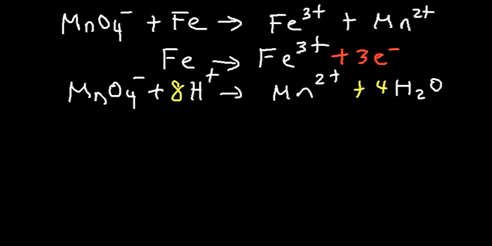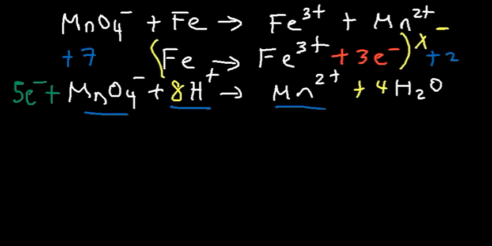So next we got to balance the number of electrons. Here we have a total charge of 8 plus -1, which is +7. And here the total charge is +2. 7 minus 2 is 5, so we're going to add 5 electrons to the side with the higher charge. So now that half reaction is balanced. The least common multiple between 3 and 5 is 15. So we're going to multiply this equation by 5 and this by 3.